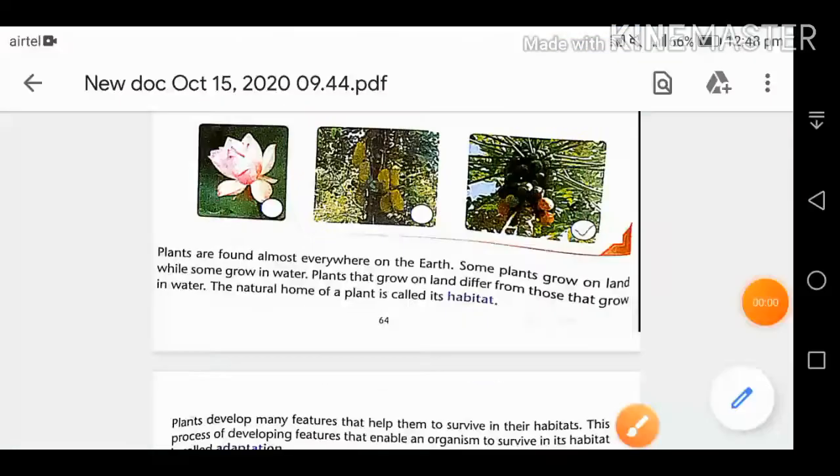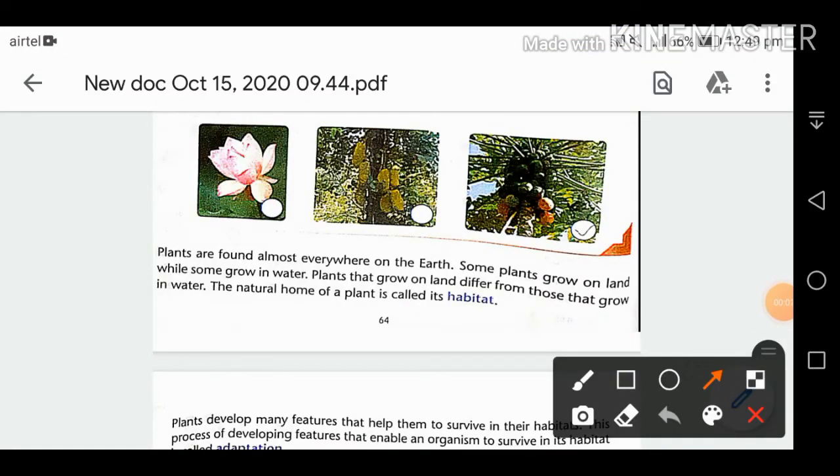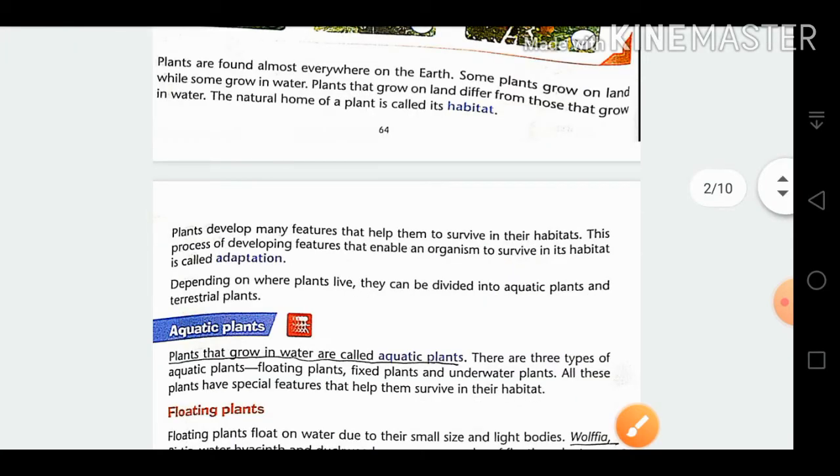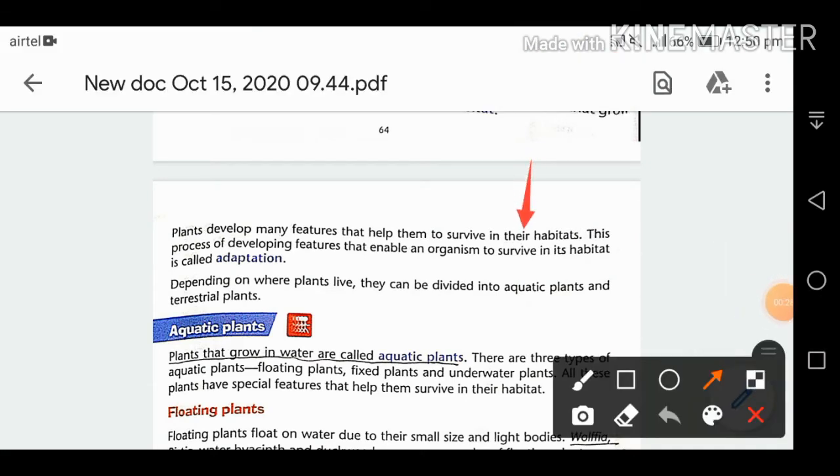Three types. What do we call the natural home of a plant? It is called its habitat. This is a very important definition. The word is adaptation. Adaptation is the features of a plant that help that plant to survive in its habitat. Habitat may be different for different plants. Like aquatic plants, their habitat is water. For desert plants, their habitat is desert. So they will develop some special features so that they can survive in their habitat.